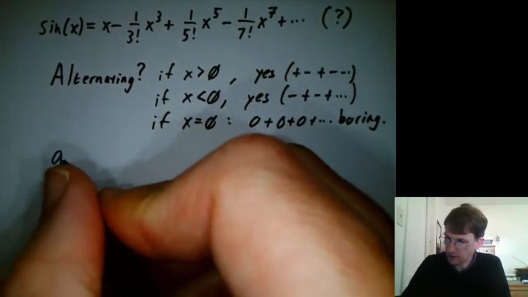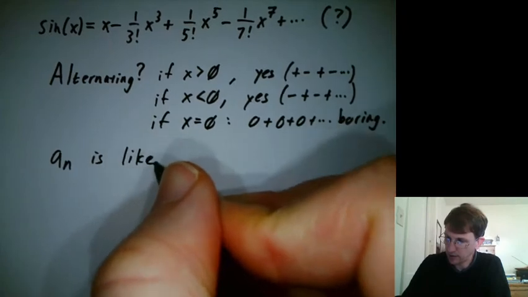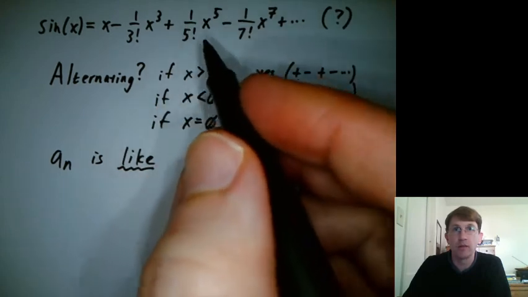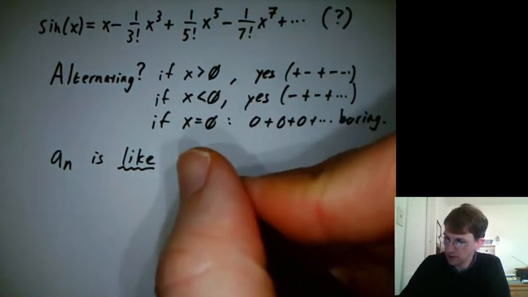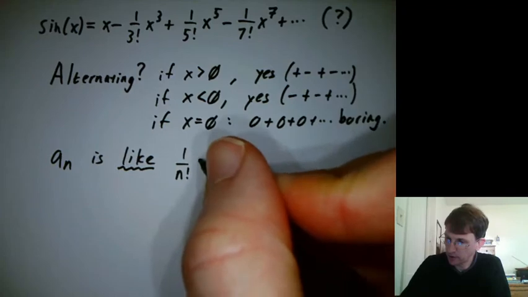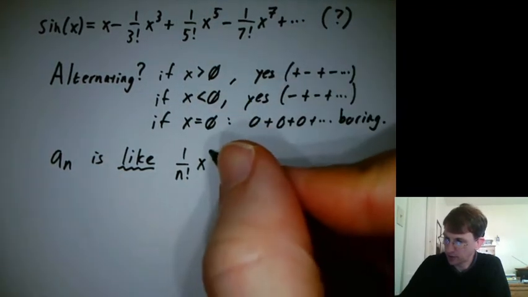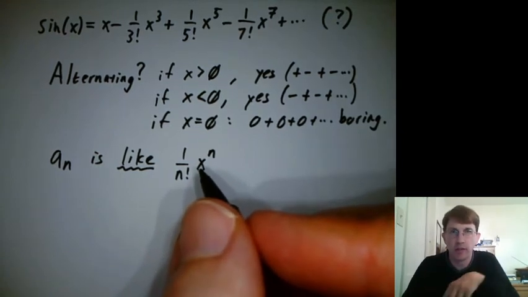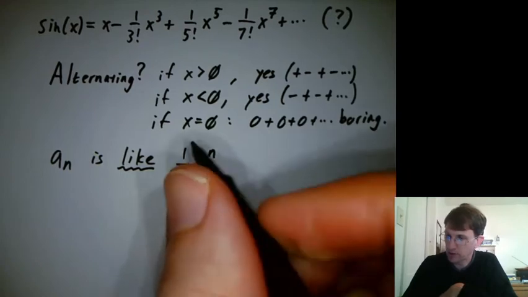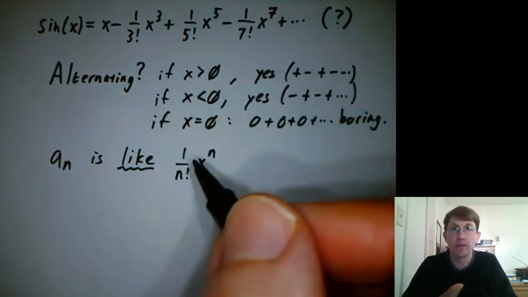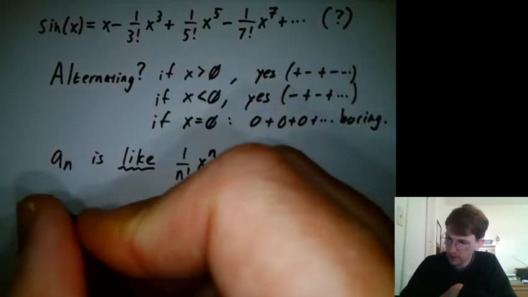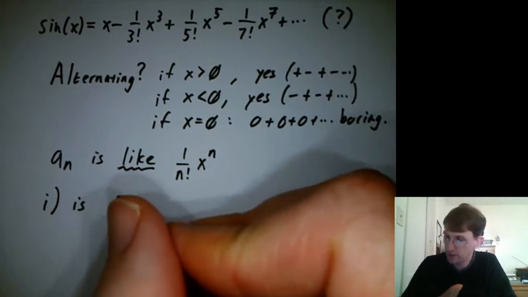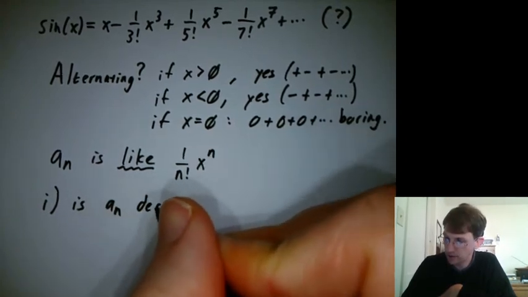Let's say that a sub n is, I'm not going to say it's exactly the same, but it's like this, like 1 over 5 factorial, x to the fifth there. So it's like 1 over n factorial, x to the n. There's a little issue there with odds and evens that we'll take care of in a later section. But in particular, it's not the plus and the minus. It's just the part other than the plus and the minus here. So we're going to ask, like the alternating series test tells us to, is a sub n decreasing?